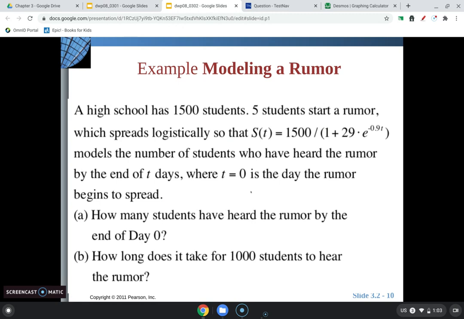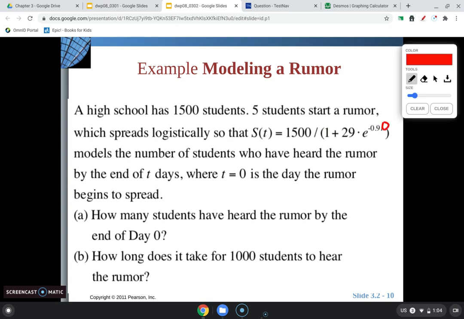So a high school of 1,500 students, 5 students start a rumor, which spreads logistically by that equation. T sub 0 is the day it started. How many students have heard the rumor by day 0? So you put 0 in for T. Anything to the 0 power becomes 1. 1 plus 29 is 30. 1,500 divided by 30 is 50. So 50 students have heard the rumor at the end of the first day, or at the end of day 0.